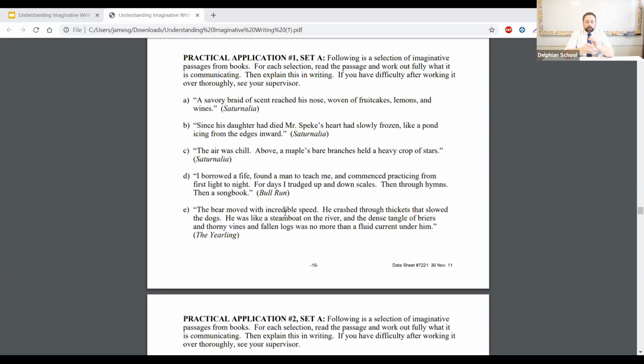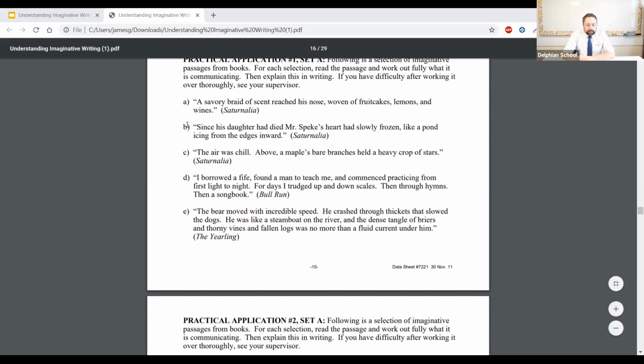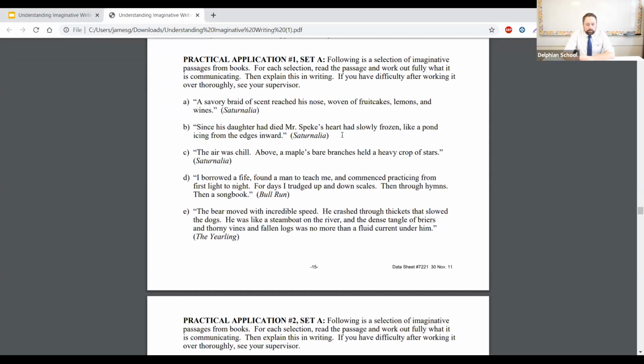But yeah, we're going to read some examples. This all comes from the Understanding Imaginative Writing course. We're going to read some of these, and I want you to figure out what kinds of imaginative writing it's using. So first focus on this one here, B. It says, since his daughter had died, Mr. Speak's heart had slowly frozen like a pond icing from the edges inward.